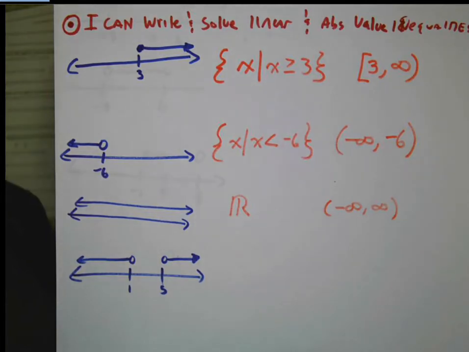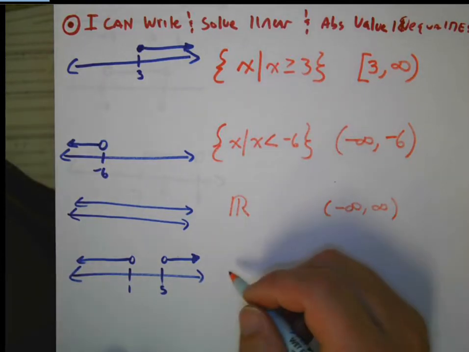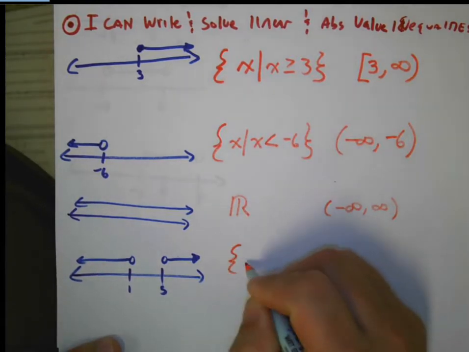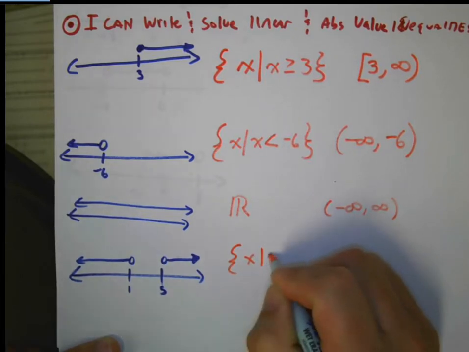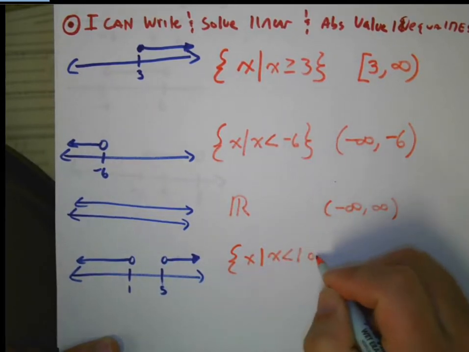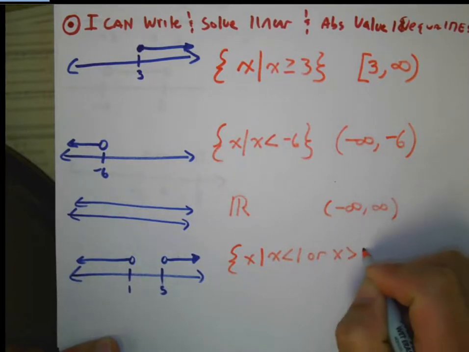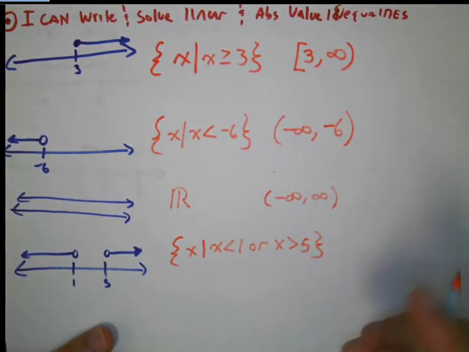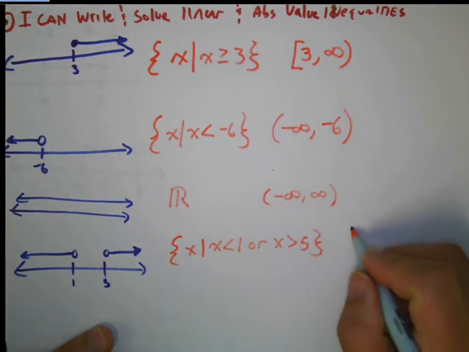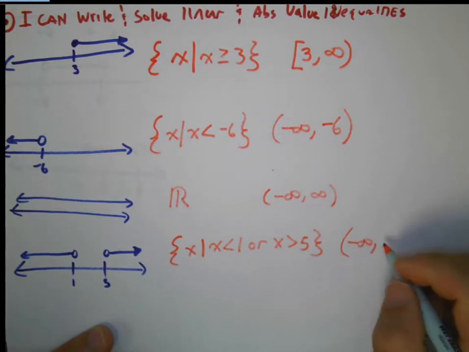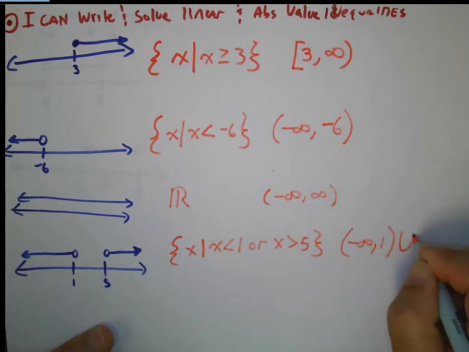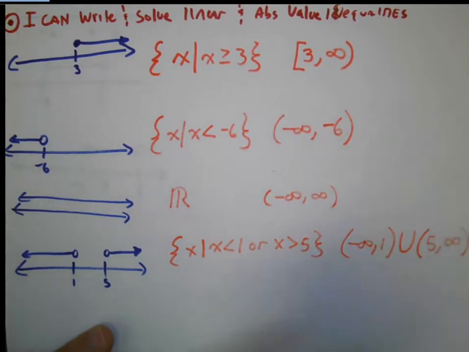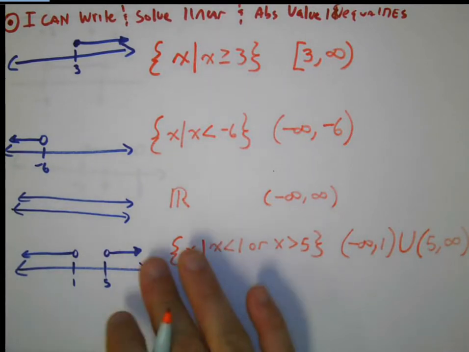This one uses the or. This is a compound inequality, okay? So you use a squiggly bracket, and you could say x such that x is less than 1 or x is greater than 5. In interval notation, it would look like this: negative infinity, comma, 1. We use this funky looking U, which is union, and then 5 to infinity. That's set notation and interval notation.